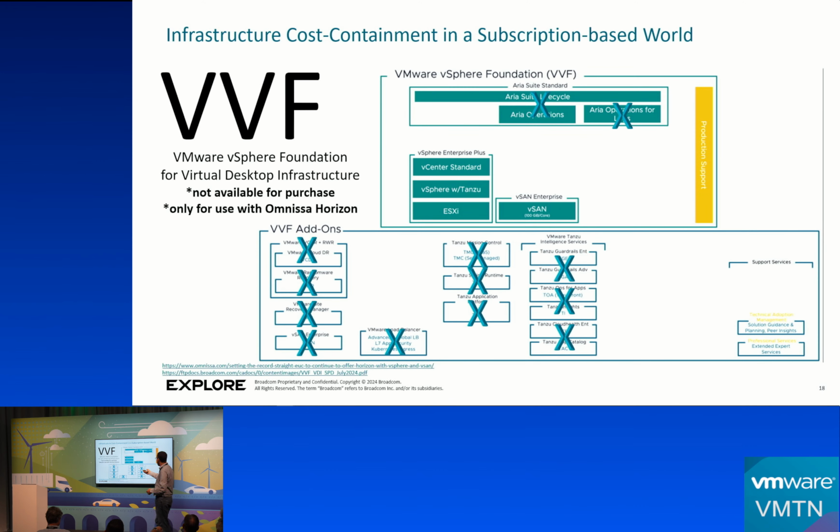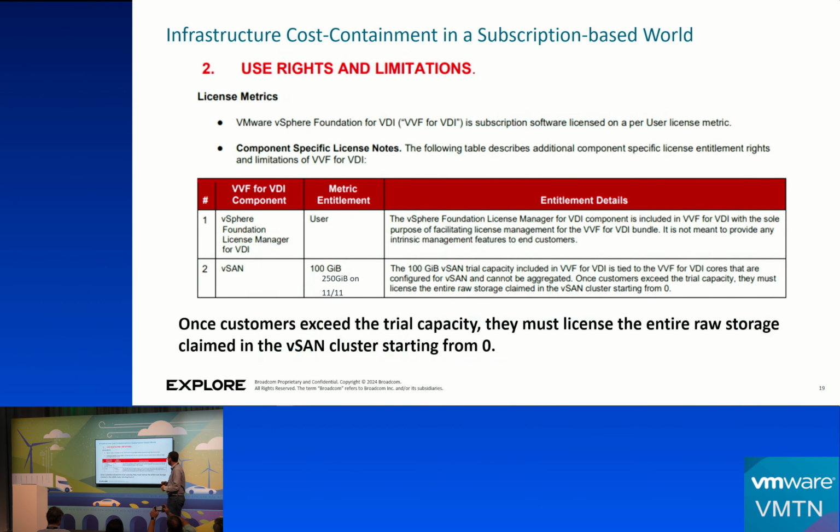So it's very similar to VVF, except the extras are not available. So you get your ESXi, vCenter, and then vSAN, but it's also that 250 gigabyte entitlement, so that did go up as well. And this is only for Omnissa Horizon, right? So any Citrix CVAD customers here for VDI? All right, so that's different. VVF for VDI is only for Omnissa, right? But vSphere for Desktops used to be available for Citrix customers. This is not available for Citrix customers, right?